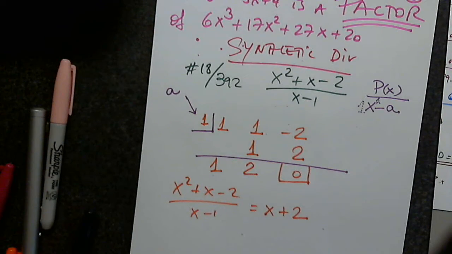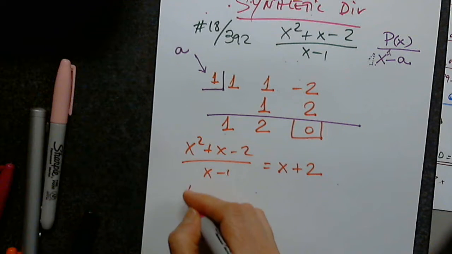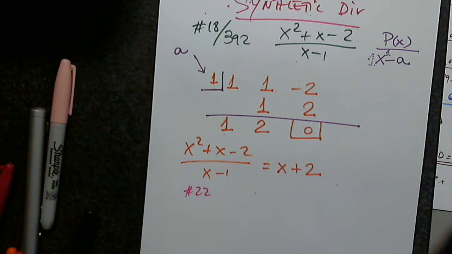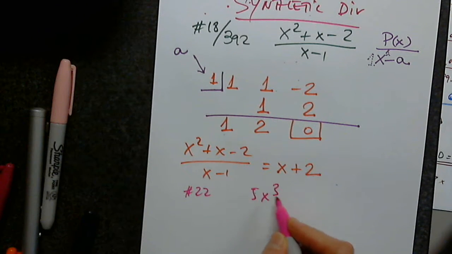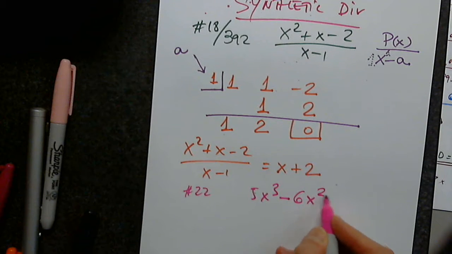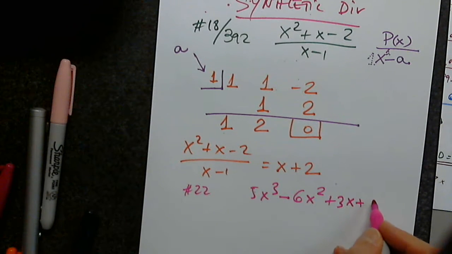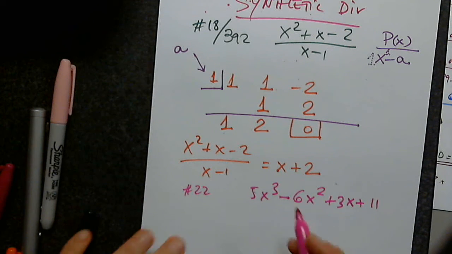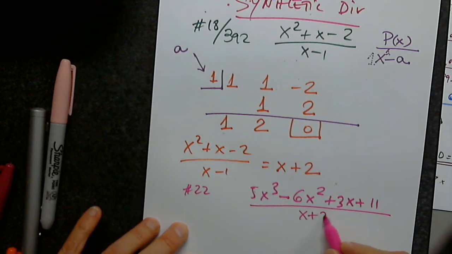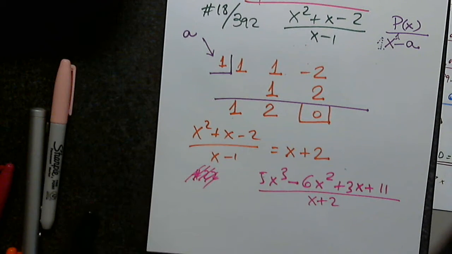Okay, ready? I don't remember what I said. 22. Okay, 5x cubed minus 6x squared plus 3x plus 11. And we are dividing it by, I'm going to change it to x plus 2. So this is no longer 22, because I wanted to choose one with a positive in there. So we can discuss that.